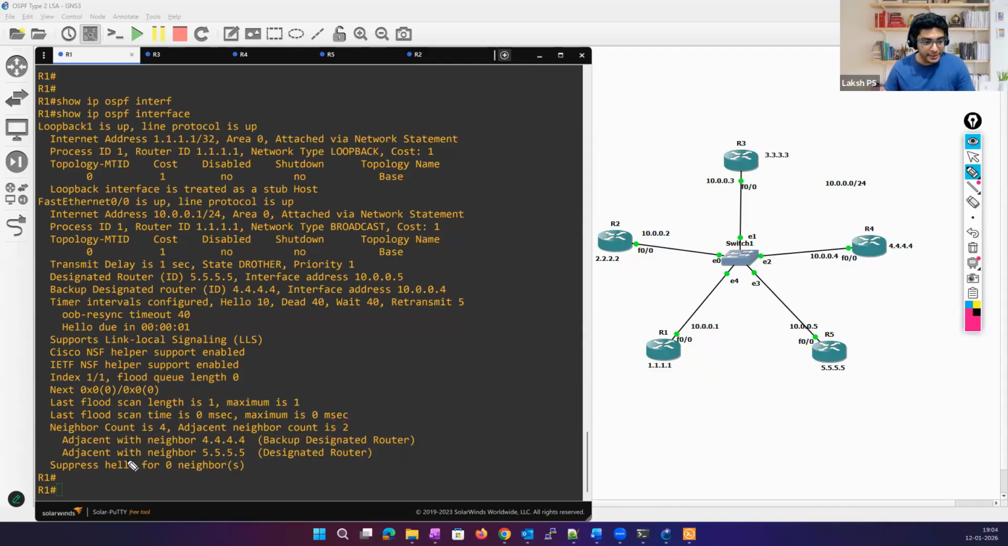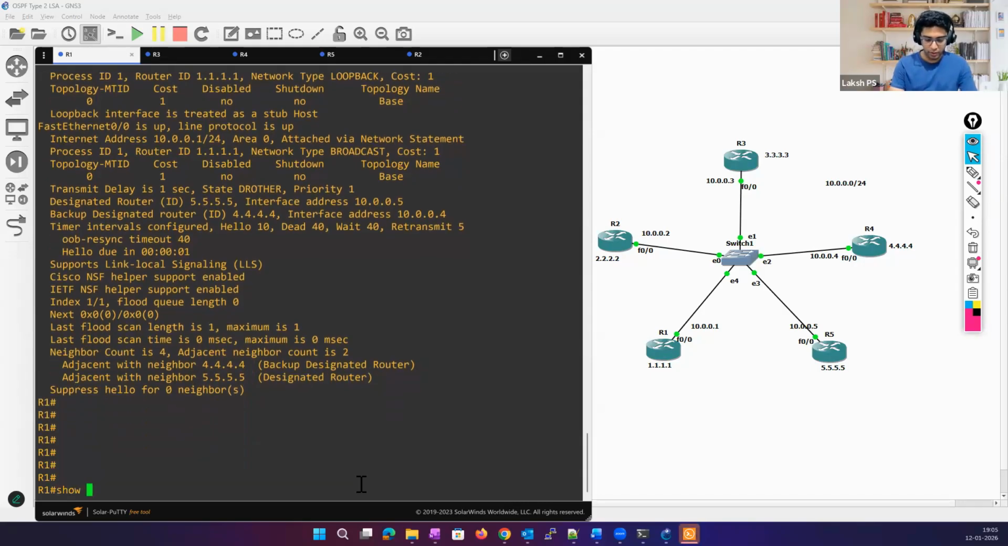You can clearly see R1 says who is the designated router: 5.5.5.5, that is R5. Who is the backup designated router? It is R4. So you can see that R5 has become the DR, R4 has become the BDR. Why? Because R5's router ID is the highest, R4's router ID is the second highest. That is why they are the DR and BDR respectively. And what are their states? Let's check.